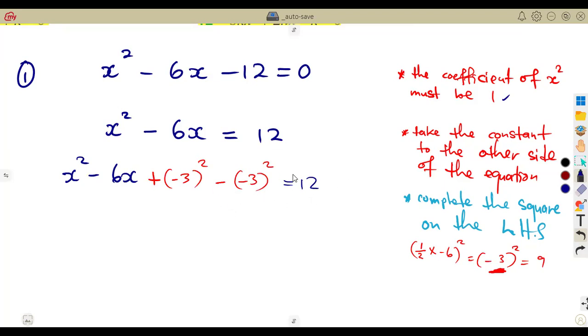But in this case, we can see that the 12 there that we are having is not even part of this expression, and this minus 3 squared. So we can take it to the other side of the equation. So instead of us adding and subtracting that, we could have just added to both sides.